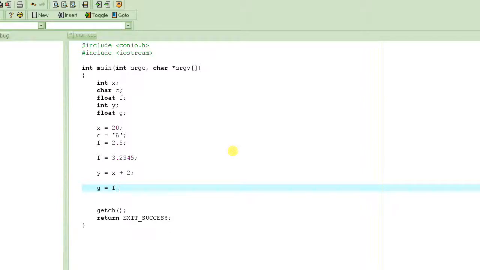f plus 2.5. So what will be the value of g after that? This is what the value is going to be. Currently its value is 3.2345. You add 2.5 to it, it will become 5.7345. So the value of g at this point will be 5.7345. Pretty simple.